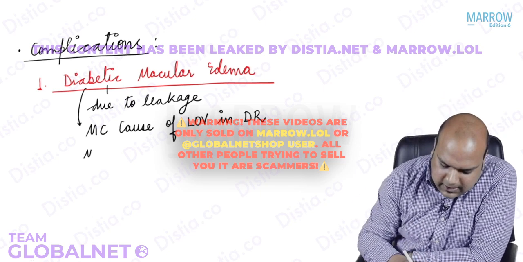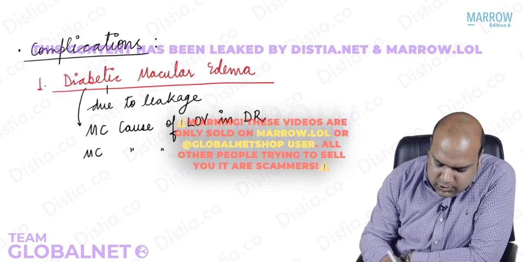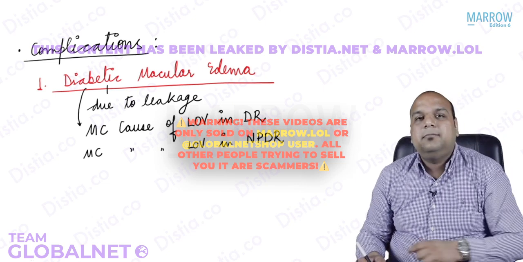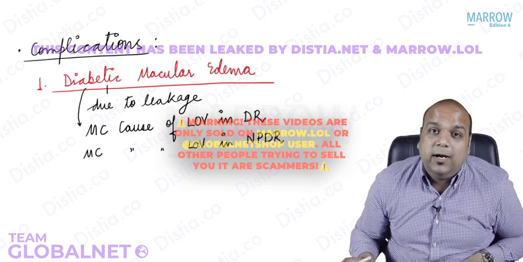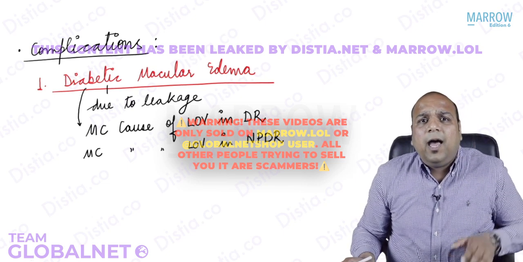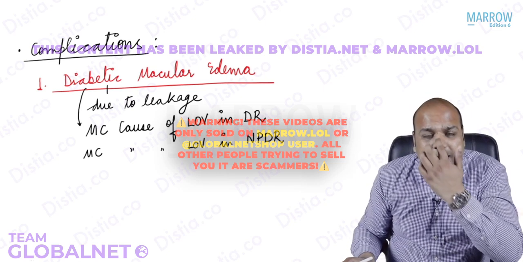Or if specifically asked, what is the most common cause of loss of vision in non-proliferative diabetic retinopathy? The answer is cystoid macular edema. Why am I saying cystoid macular edema? Have we just now read cystoid macular edema, everybody, a little while back?